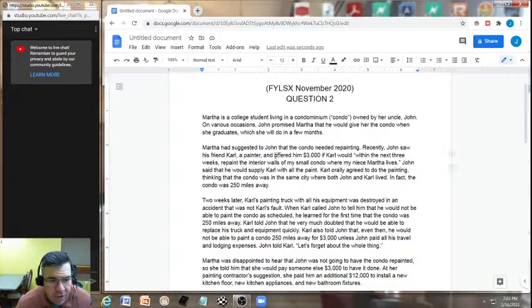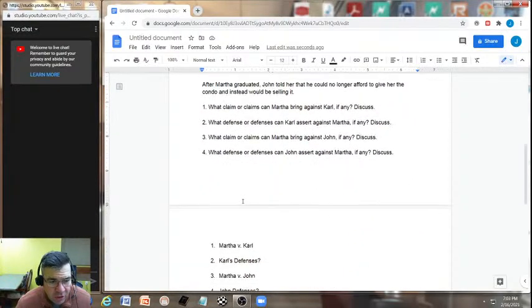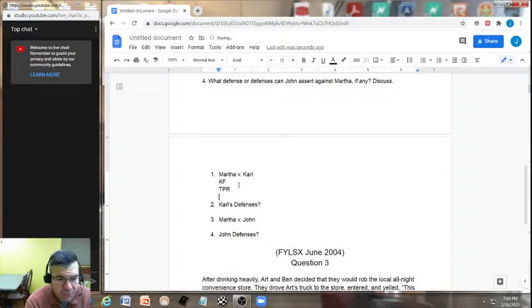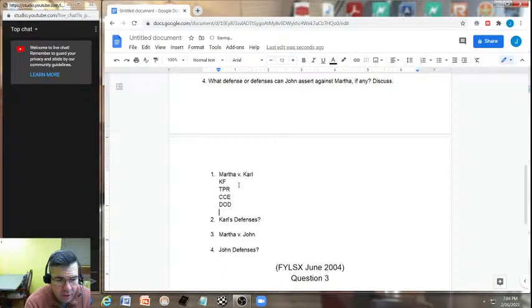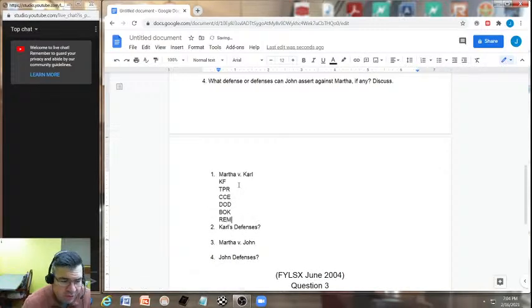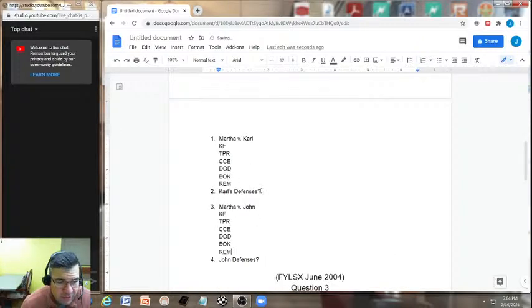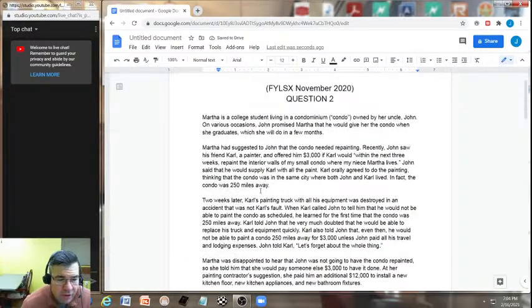Oh, right here, I'm already seeing that we're in contract law, so I'm going to say that we're going to have contract law on all these. So let's come down here now and put in our contract law shopping list: contract formation, third party rights. After that, we do covenants, conditions, excuses, discharge, duties, perform, breach of contract, and remedies. Copy and paste that under Martha versus John. Okay, perfect. Now let's continue reading.